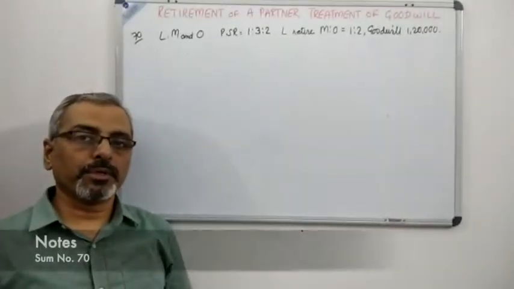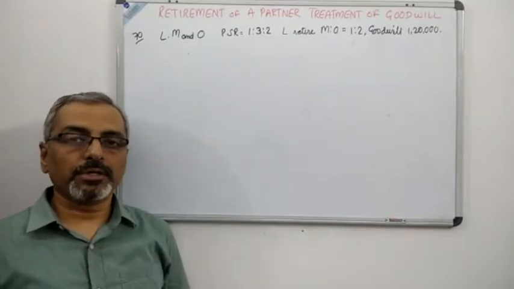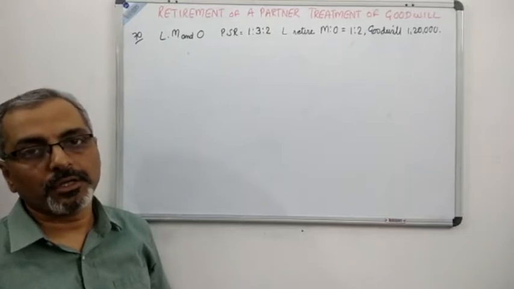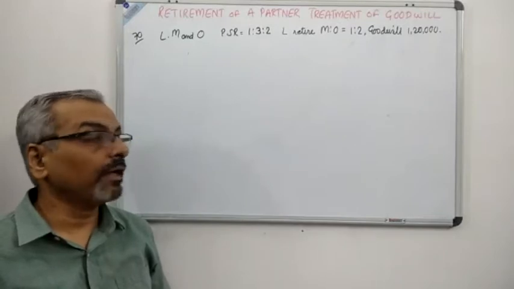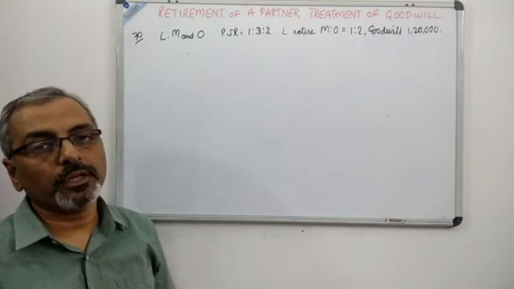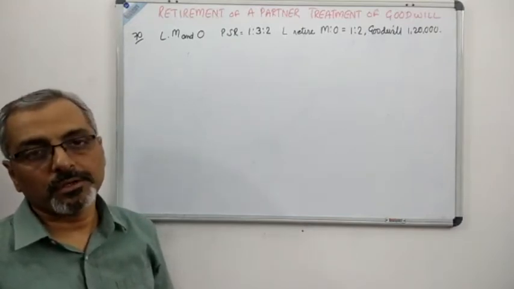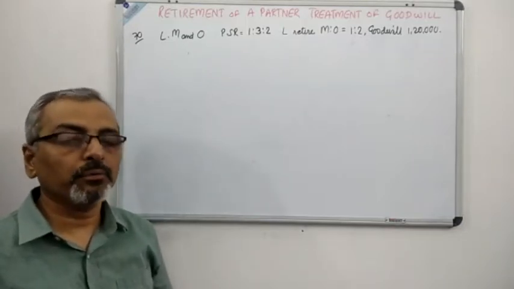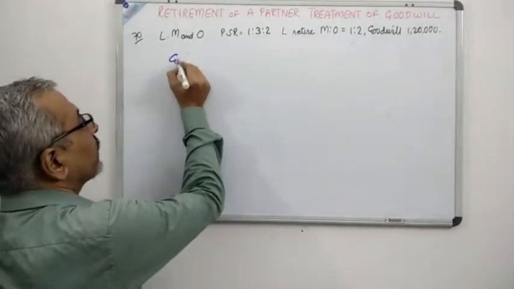Now I'm moving to question number 70 of D.K. Goodwill, additional question. In this question there are three partners, L, M and O, and they had an initial ratio of 1:3:2. L has retired and the ratio between M and O has become 1:2, and on the date of retirement the goodwill of the firm is valued at 1,20,000. We are asked to pass a journal entry. But before doing that, we have to calculate the gaining ratio, and then only will we be able to pass the journal entry. Therefore, let's start with the calculation of gaining ratio.